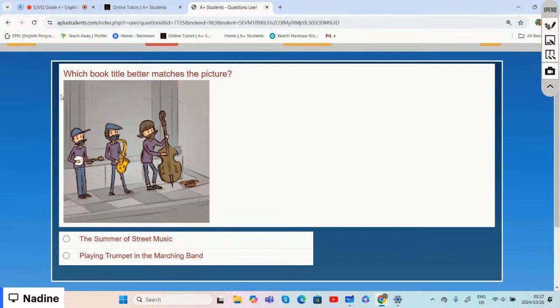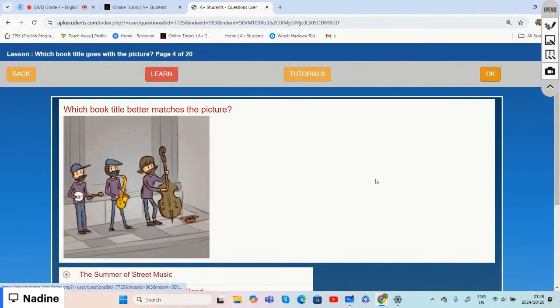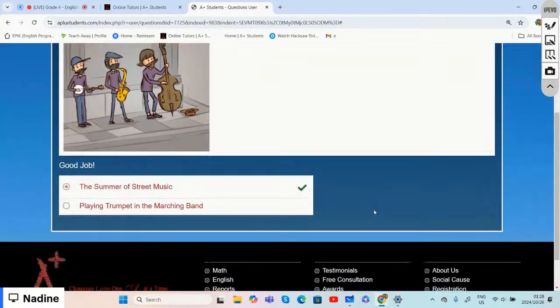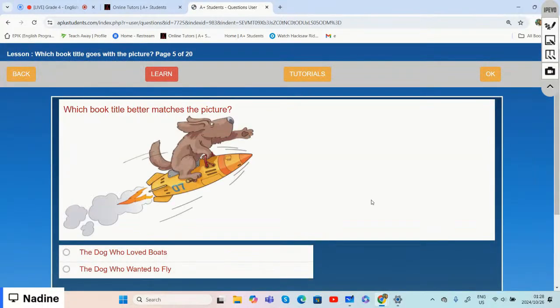All right. And if we were to choose the correct option, the picture that matches the wording or the titles, then we'll go with option one, The Summer of Street Music. It cannot be option two because they're saying playing trumpet in a marching band. That is not a marching band, and nobody's playing trumpet. So option one is correct. Yes, well done. Option one is correct. Well done.